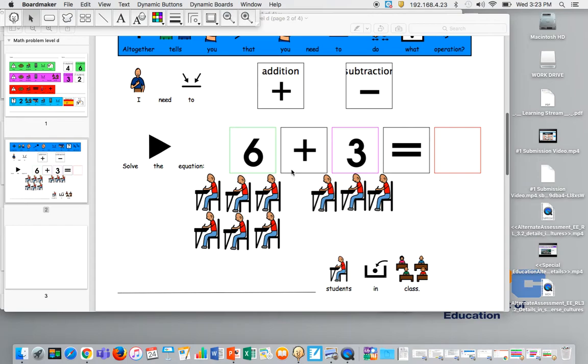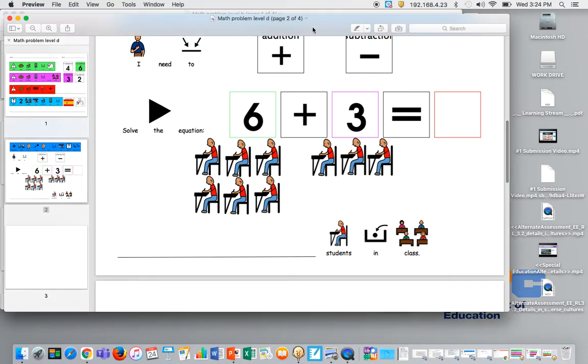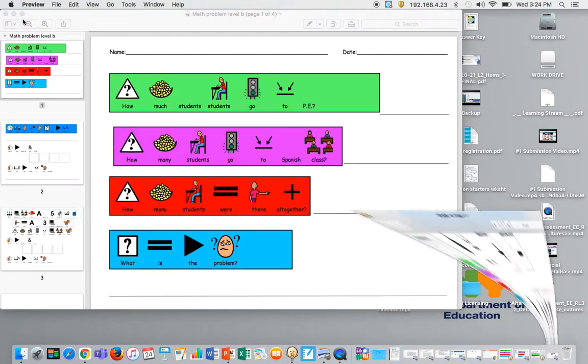So then over here I have my equation written out for my students. And as a class, we can go through it. 6 plus 3 equals, and then I leave my answer open. But I also added the icons down here for my students to be able to count. So I want to provide them that support so they can actually go through and count out the actual students that are there. So that is my early learner level for alternately assessed.